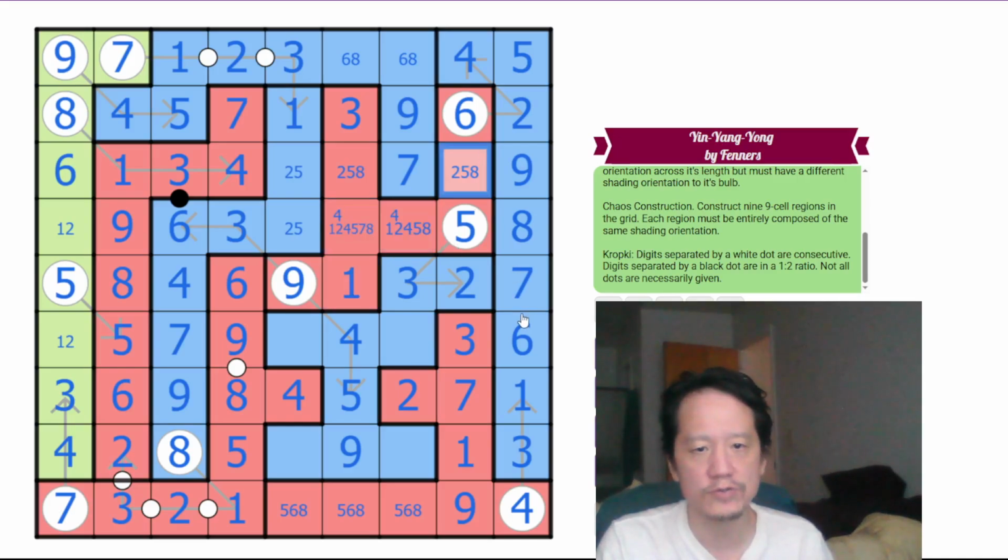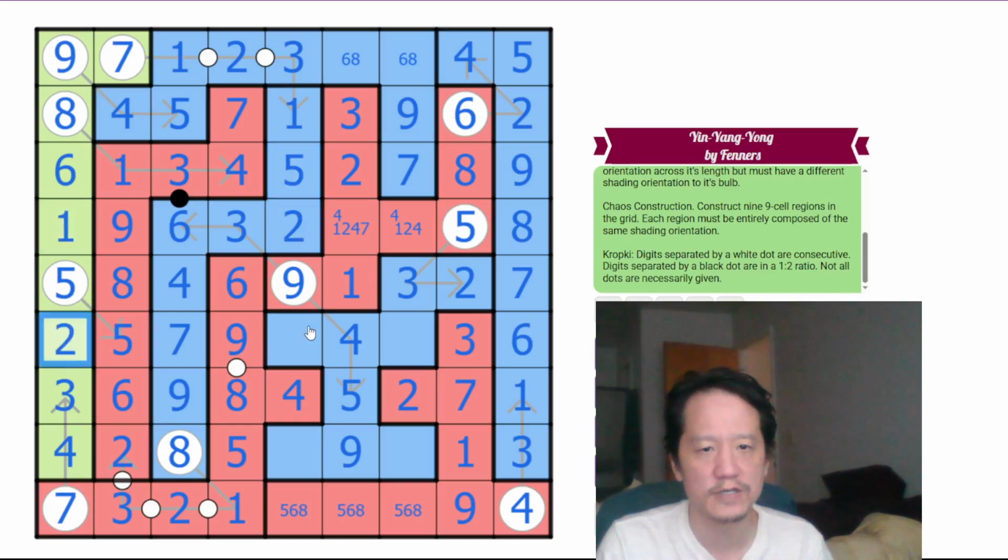This can't be 2 or 5, so this is 8. There's no more 5, 8. This can't be 5 or 8, so this is 2, which makes that 5, which makes that 2, which makes that 1, which makes that 2. This can't be 1 or 2. This can't be 4, so this is 4, and this is 7.